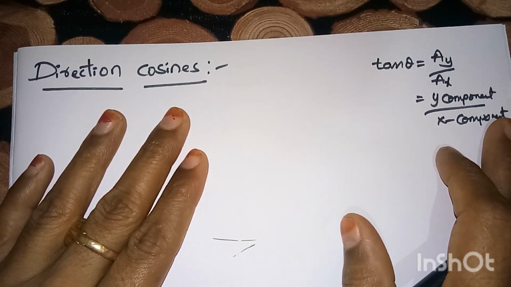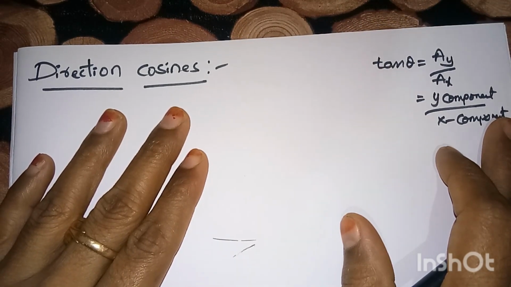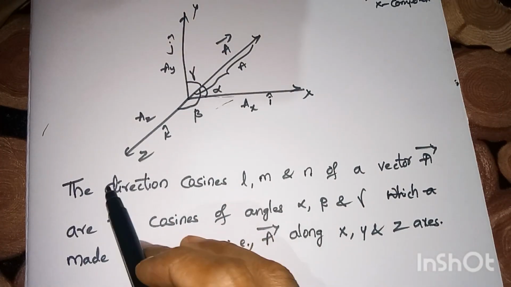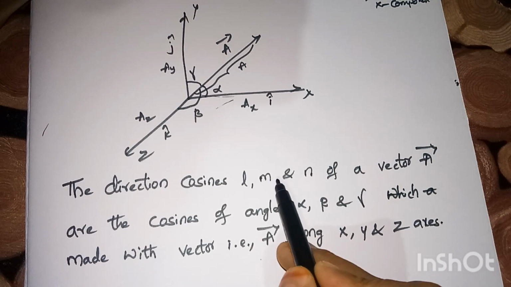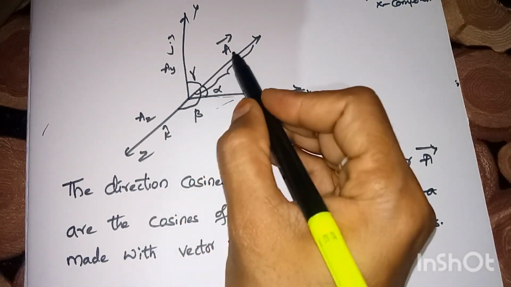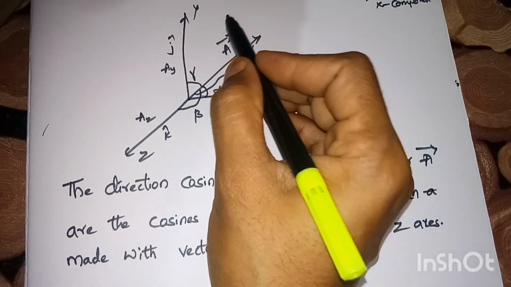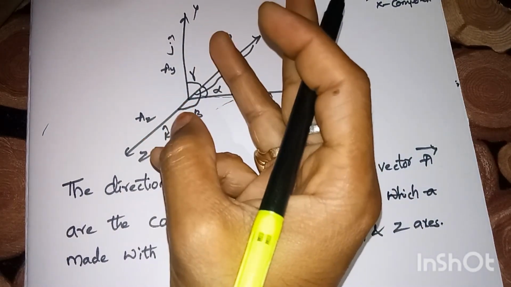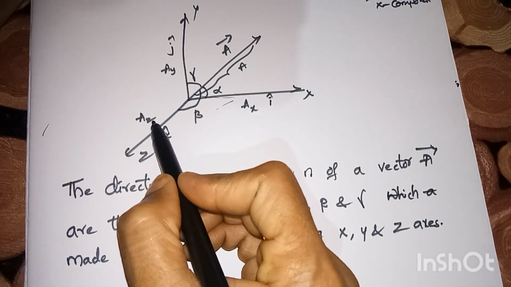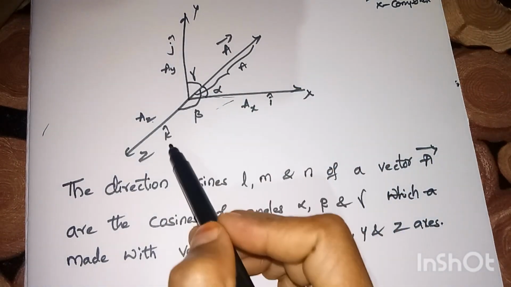What are direction cosines? Now we are going to discuss what direction cosines are and how we can find the angles for the x, y, z axes. Here the direction cosines are L, M and N of a vector A bar. I am considering the vector A bar. It has three rectangular components, Ax, Ay and Az, and its unit vectors are i cap, j cap and k cap.